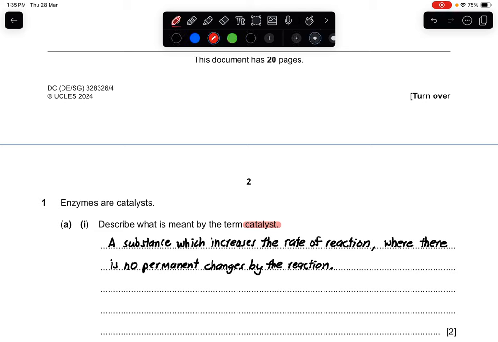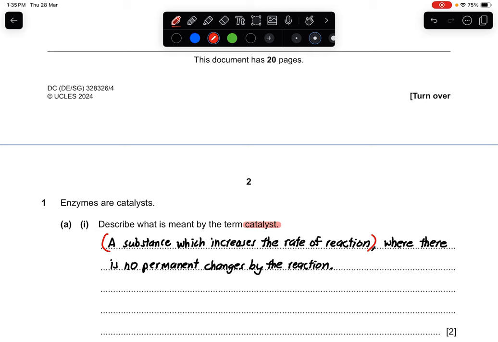So this is the general definition that we always know. You cannot say a biological substance. It has to be a substance which increases the rate of reaction. Then you need one more mark. One more mark is that there will be no permanent changes by the reaction.